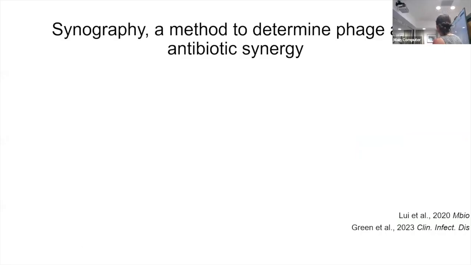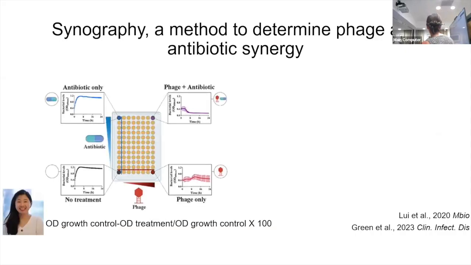So today I'm going to talk to you about synergy, or in my previous lab we called it synography. It's a method to determine phage and antibiotic synergy. It was developed by a student, now postdoc at Baylor College of Medicine. She used a simple plate reader, and she incubated phage and antibiotics and bacteria together in different concentrations, and simply measured the optical density of the growth: the control minus the treatment divided by the control times 100.